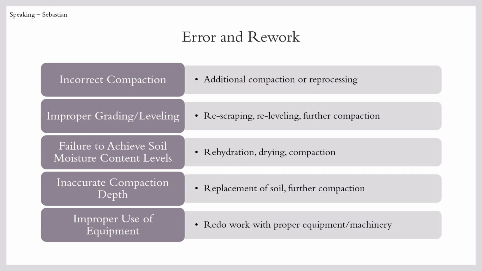We have the error and rework for earthwork and compaction. So in the purple, we have the error, and in the white, we have rework. So we have incorrect compaction, which is additional compaction or reprocessing, improper grading or leveling, rescraping, releveling, and further compaction, failure to achieve soil moisture content levels, rehydration, drying, and compaction. Then we have inaccurate compaction depth, replacing of soil, and further compaction.